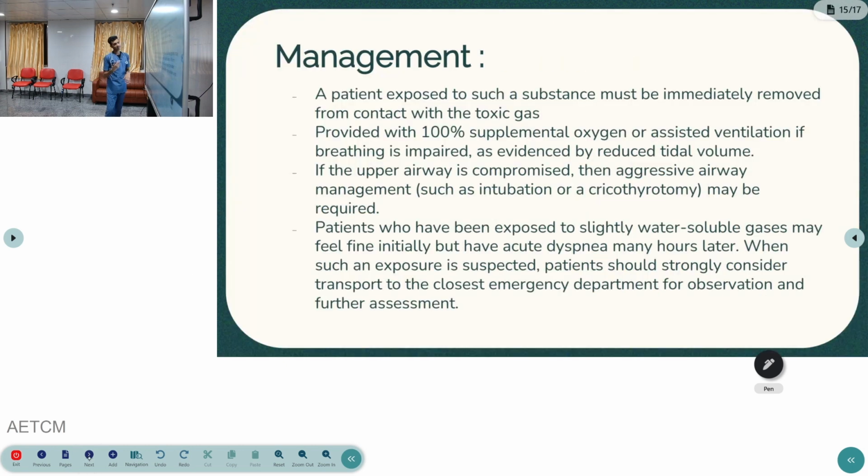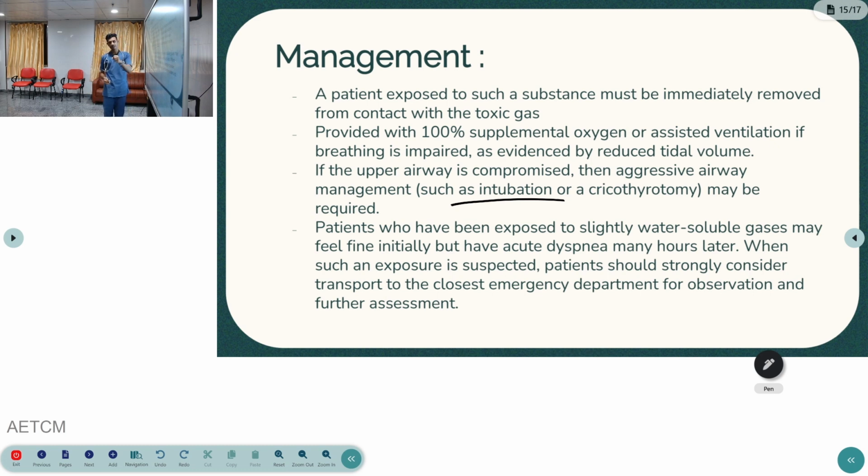Management wise, again, the exposed substance should be immediately removed and the patient removed from contact with the toxic gas. That's the first step. And then we have to provide 100% supplemental oxygen. We have to assist ventilation if breathing is impaired or evident by reduced tidal volume. Assist ventilation means where we are doing bag valve mask ventilation. If the upper airway is compromised, then we can go for aggressive airway management like endotracheal intubation or cricothyrotomy.